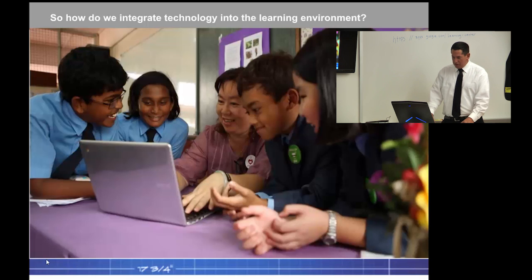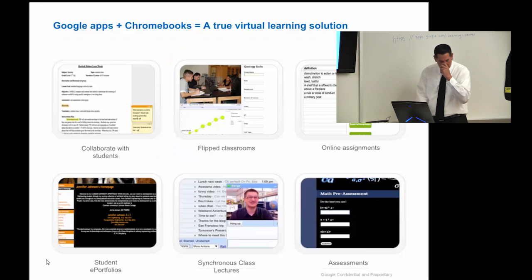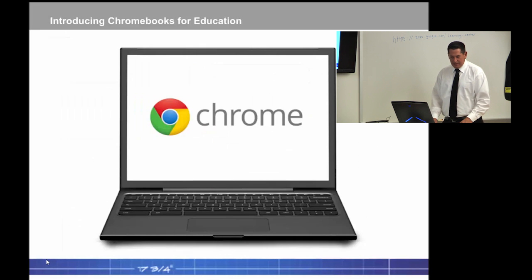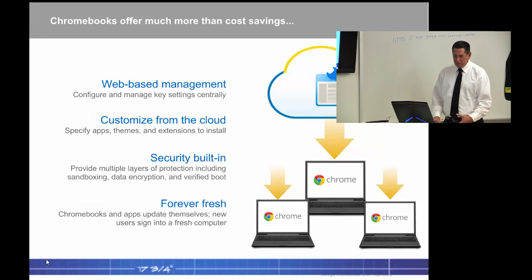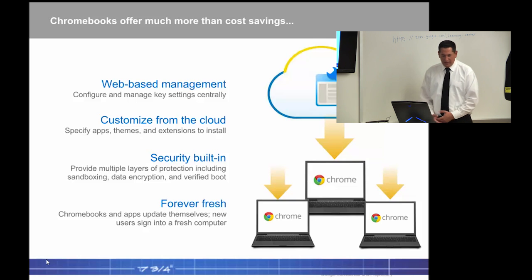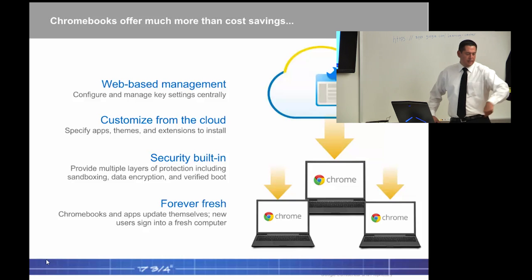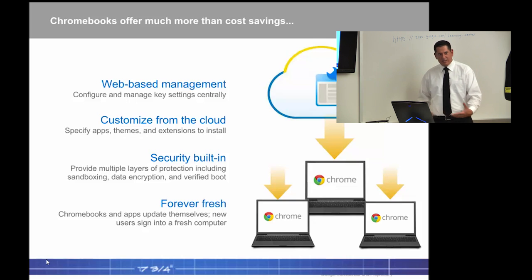So how do we integrate technology in a learning environment? When you combine these apps with actual devices, hopefully you guys get down this path. When you do, you're going to get to these Chrome devices. We think they're very easy to use because they're web-based, they're managed, they're customized from the cloud, the security's built in, you don't need antiviruses, and they're forever fresh, right? These old Chromebooks that you have, these Samsungs, they're probably 4 years old. Those are just as good as the brand new ones that you're buying from Best Buy today, because they have the same exact operating system.